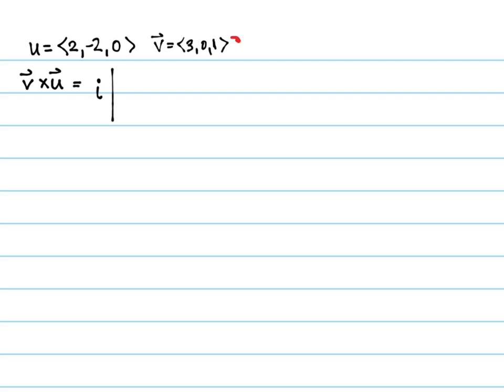If I am working on V cross U and I've got the I component, then I'm working with these rows because these are not the rows that would be I. So these are going to create my determinant with V along the top. So it would be 0, 1 from V and negative 2, 0 from, I'm sorry, from U.